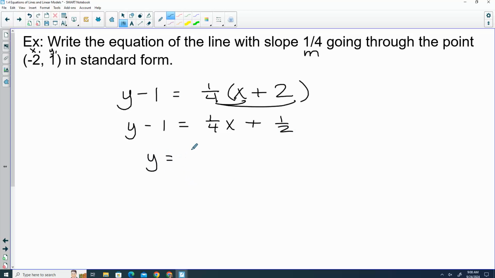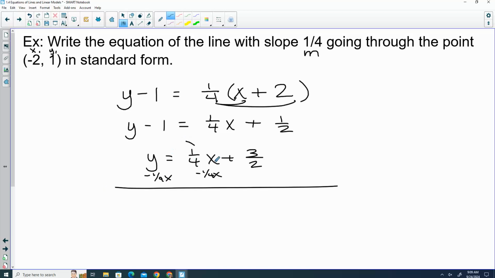If we add over our 1, we get y equals 1/4 x plus 3/2. All right, now if I want this in standard form, what does standard form tell me? Ax plus By equals C. So I need x and y on the same side. So let's start out just subtracting over the 1/4 x.